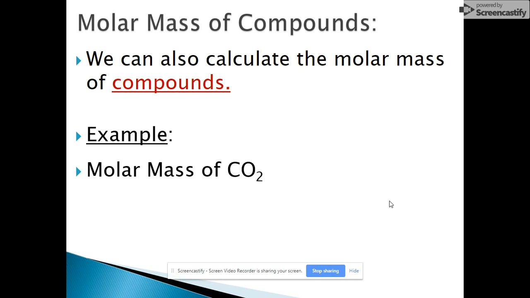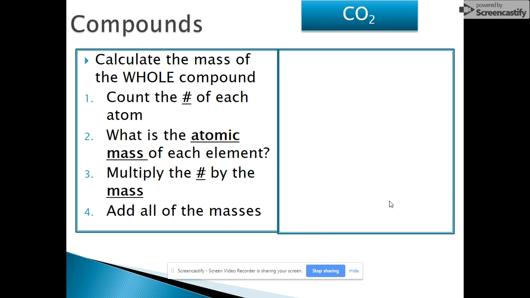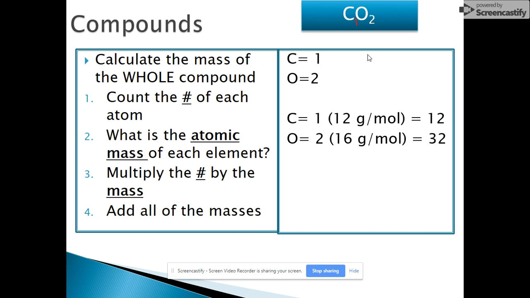For example, if we look at carbon dioxide, the steps that we're going to follow to calculate the mass of the entire compound is first, we are going to count the number of each atom. So CO2, we know that since C doesn't have a subscript, it means that it's just 1. So there is 1 carbon and 2 oxygens. Next, we look at the atomic mass for each element to get the molar mass. Carbon has a mass number of 12.01, which we can round to 12, and oxygen is 15.999, which we round to 16. Again, these numbers, 12 and 16, come from the periodic table.